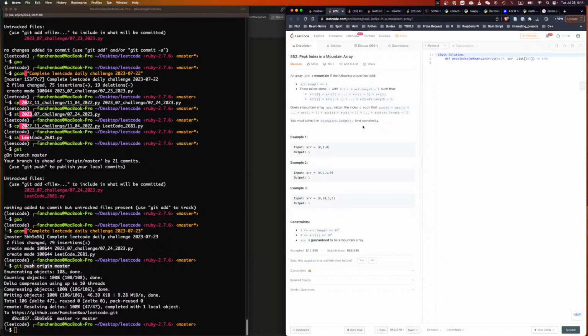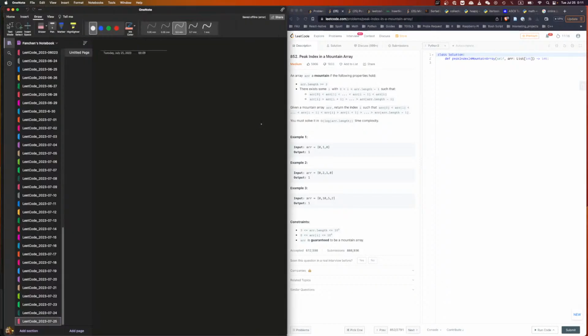An array is a mountain if the following property holds: length larger than 3, and there exists some i such that it goes up and goes down. Given a mountain array, return the index such that this holds. So you want to return all the peaks. You must solve it in O(log n) time complexity. Ooh.